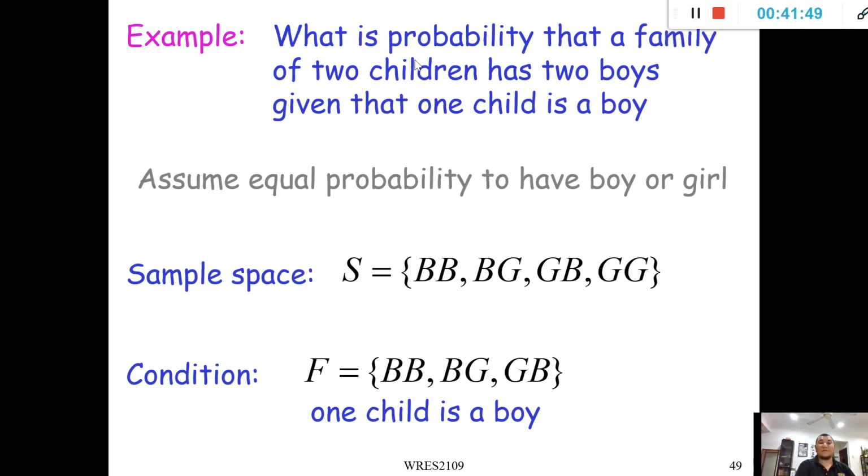In that example, what is the probability that a family of two children has two boys given that one child is a boy? So you have two children, so you have boys and girls. This is the way: BB, BG, GB, and GG. So the sample space is 4. One child is a boy, at least one child is a boy: BB, BG, or GB.